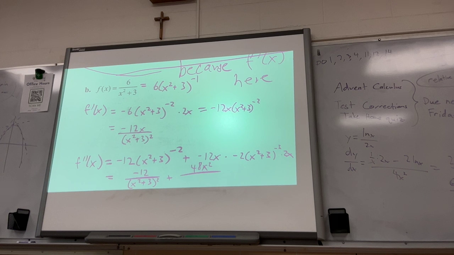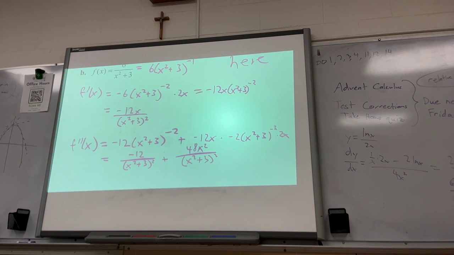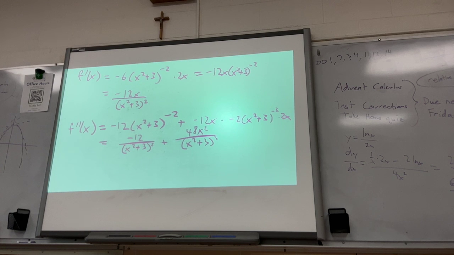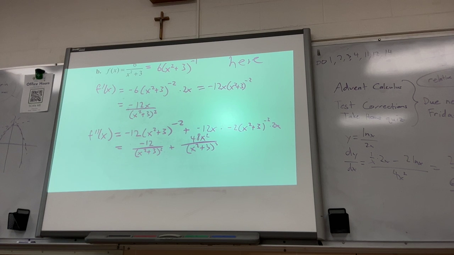So I whipped through this. When did you get negative 12 times the quantity x squared plus 3 to the negative 3? Like the very first one. For the f double prime, wouldn't it be to the negative 3 power? No, I'm using a product rule. I'm doing the product rule of this: u prime v plus u, negative 12x, times v prime.